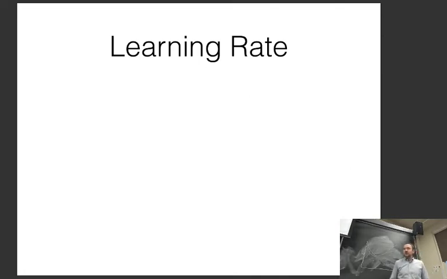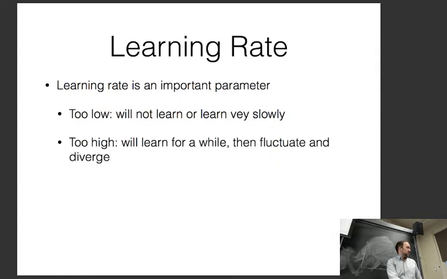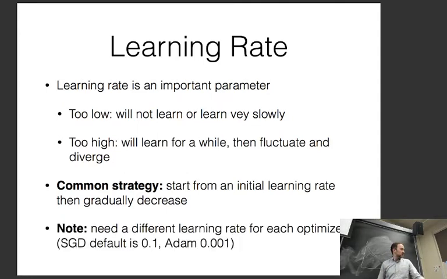Okay, so learning rate. It's an important parameter of your model. If it's too low, your model will not learn or will learn very, very slowly. If it's too high, it will learn for a while, then fluctuate and diverge, or never converge to a good point. So a common strategy is to start from an initial learning rate, then gradually decrease your learning rate as training goes on. One way you can do this is you can train for like 5 or 10 epochs and then just arbitrarily halve the learning rate every epoch. If you have big data, this is a pretty common and effective strategy. You can also use a development set, which I'll talk about in a little bit.